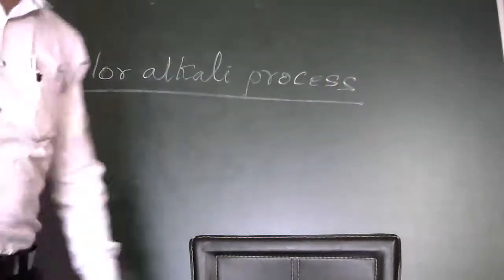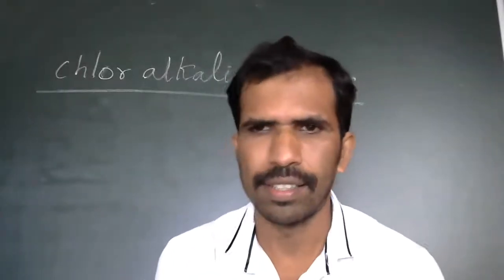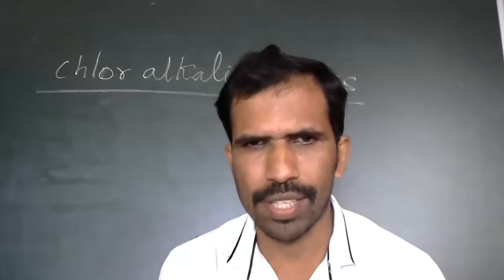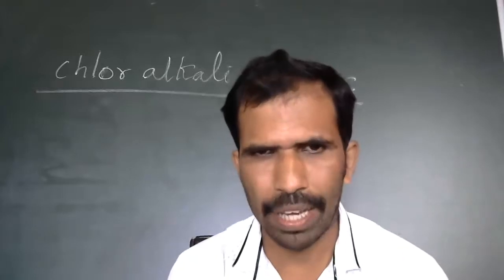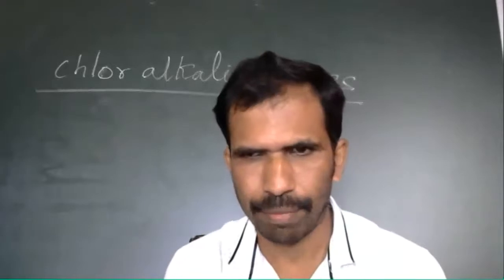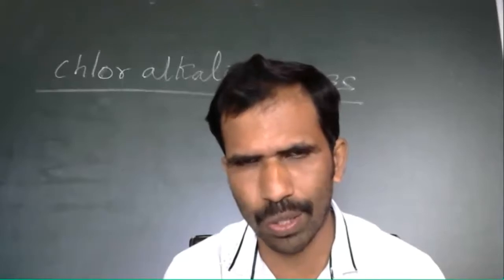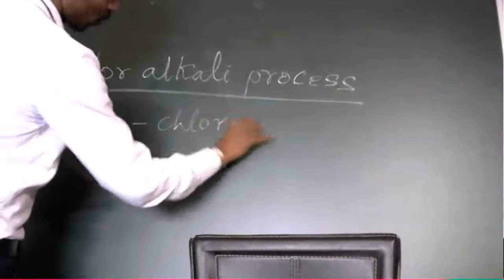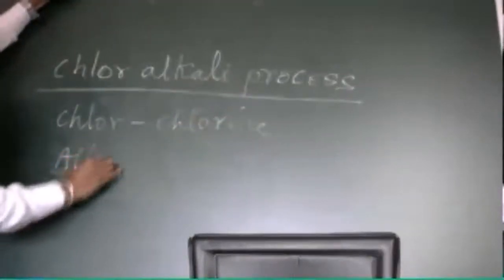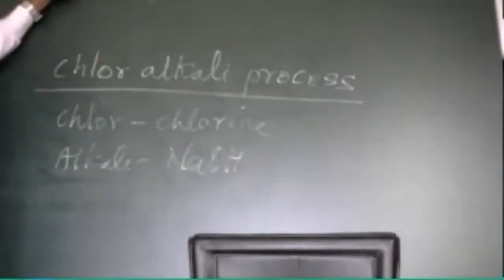The chloralkali process is a process in which NaOH is prepared by using NaCl. That process is called the chlor-alkali process. Chlor tells about chlorine preparation. Alkali tells about preparation of NaOH.